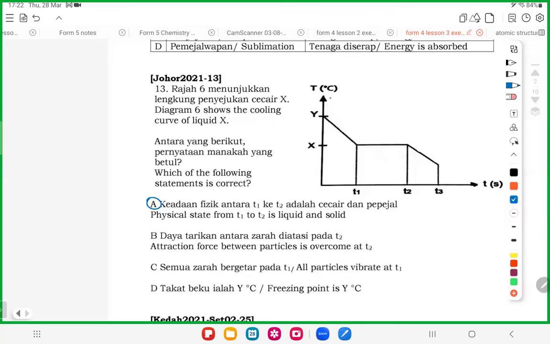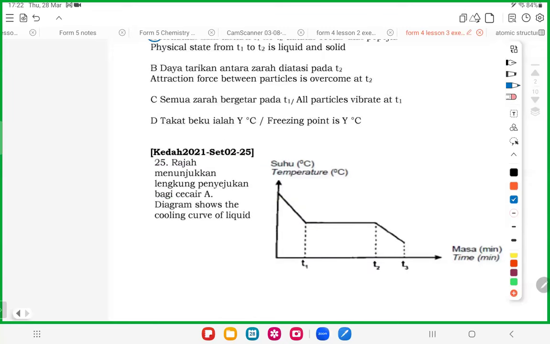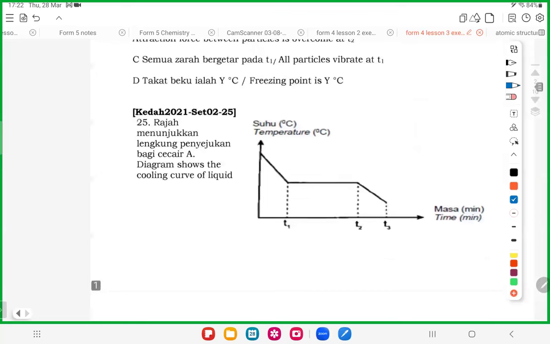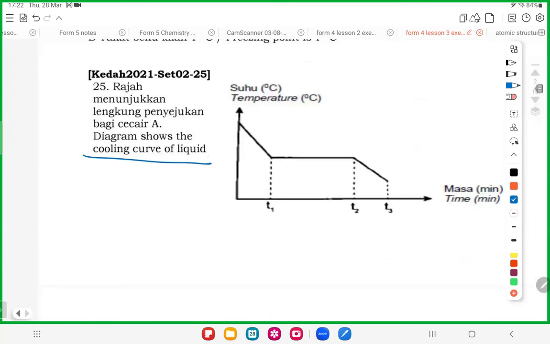All right? Next one. This is a question from the Kedah paper in the year 2021. As you can see, this is a cooling curve. They say this diagram is a cooling curve of a liquid.